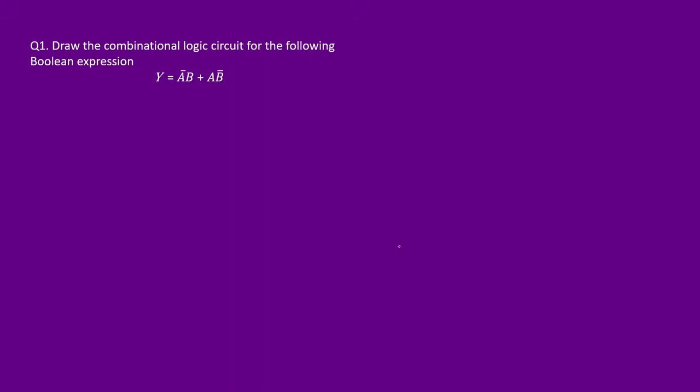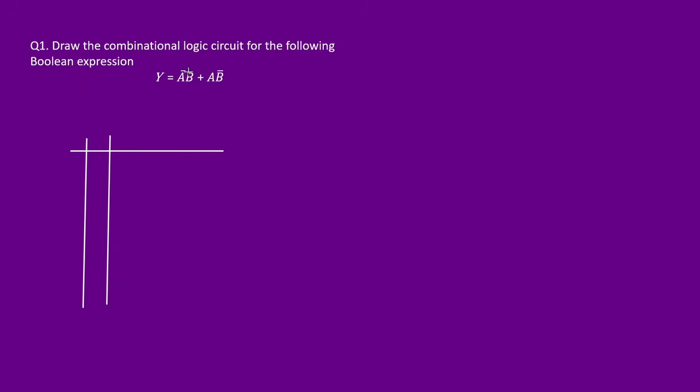Draw the combinational logic circuit for the following Boolean expression. What do we have to do here? We have Y equals not A not B, or A not B. Remember, we're going to start from the truth table, since the truth table makes drawing things easier for us. So draw this out, and we'll start by drawing a column for A, and a column for B.